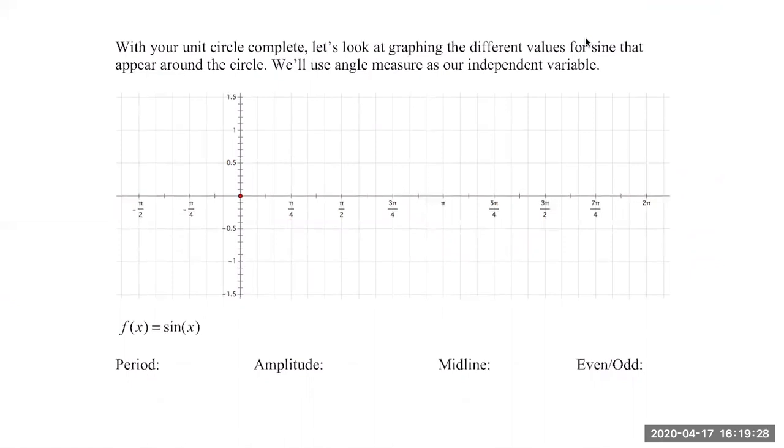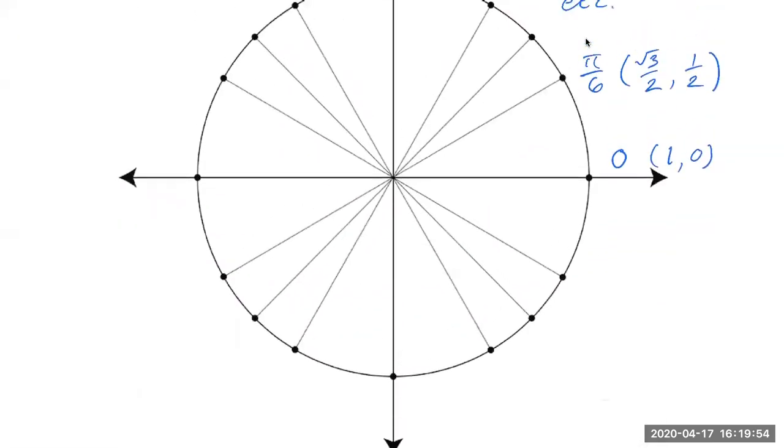Right. With your unit circle complete, let's look at graphing the different values for sine that appear around the circle. We'll use angle measure as our independent variable. Now, when we were at angle 0, we had a sine value. We're looking at sine, right? We had a sine value of 0. Let's scroll back up and take a look at that. Yes. So angle 0 had a sine value of 0.